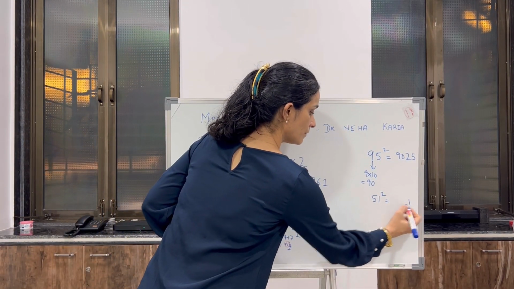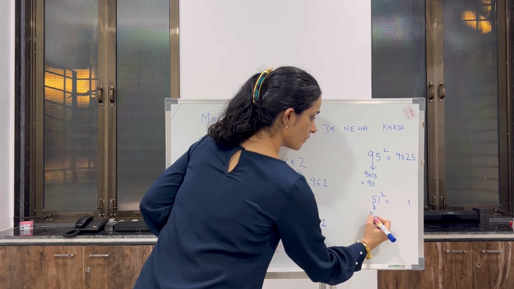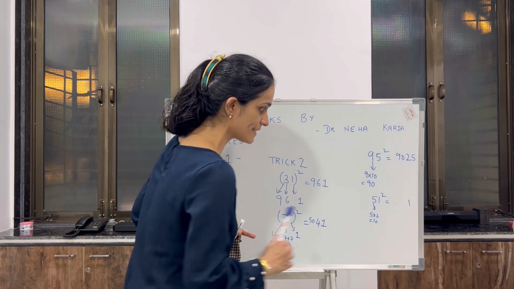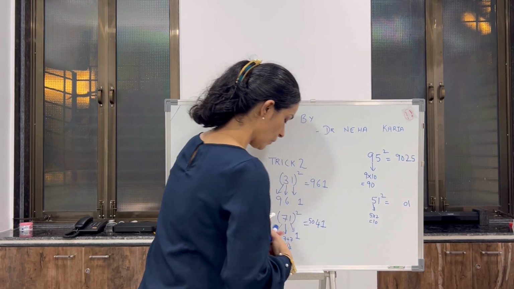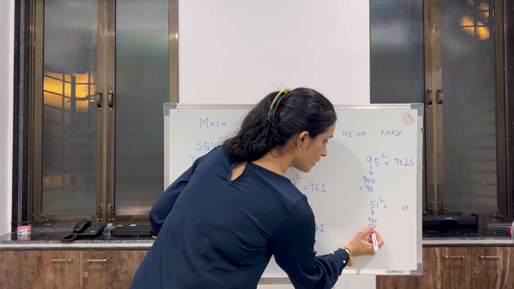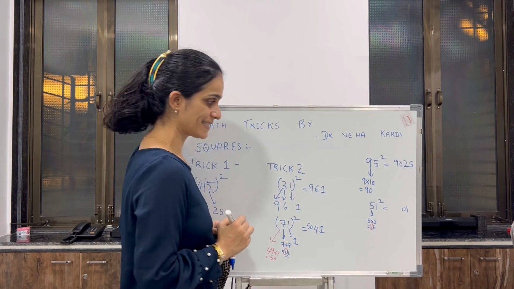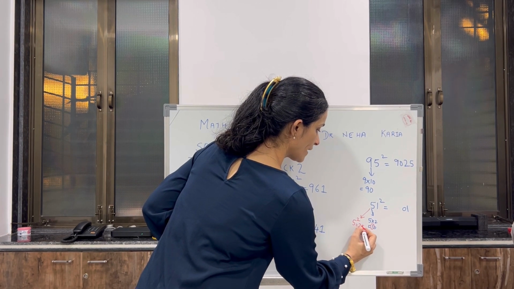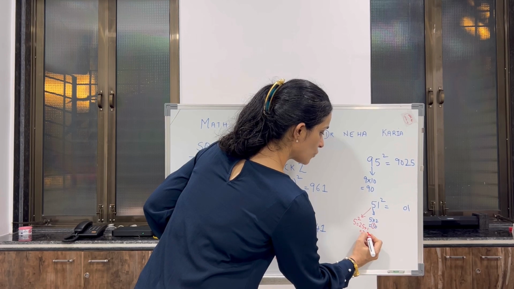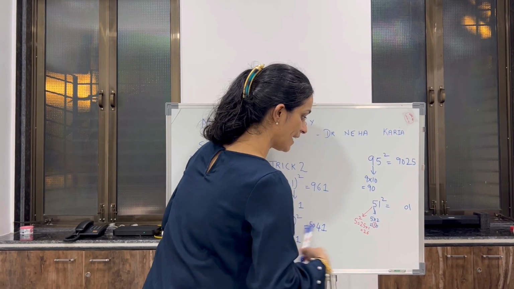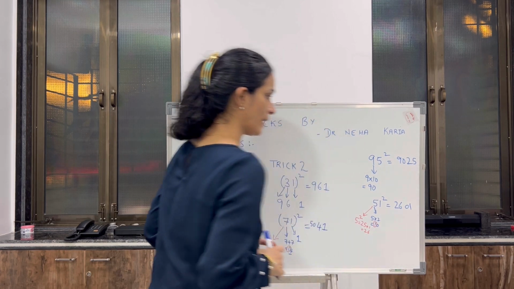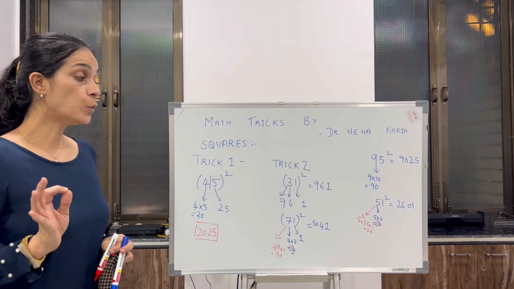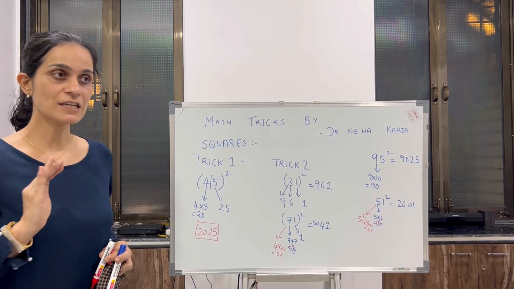1 square, 1. Next step, 5 into 2, which is 10. Remember, you don't write the whole 10. You just write the 0 and you carry forward the number in the tens place. Last step, square the number in the tens place, which is 5 square, 25, plus 1, which is 26, and your final answer is 2601. Absolutely basic skills which can be used lifelong.